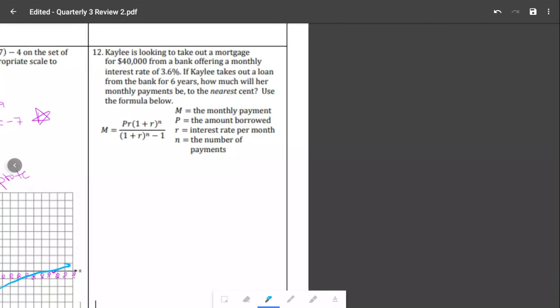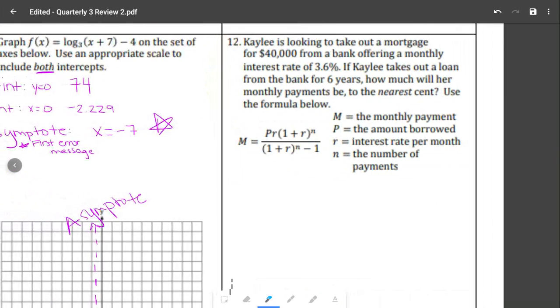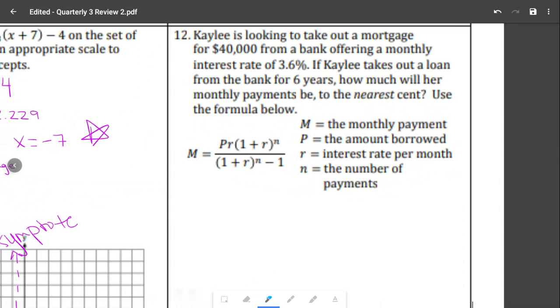Last question, question 12, crazy formulas. These, remember, will always be given to you. So this here says Kaylee is looking to take out a mortgage for $40,000 from a bank offering a monthly interest rate of 3.6%. If Kaylee takes out a loan from the bank for 6 years, how much will her monthly payments be to the nearest cent? Use the formula below. So M is the monthly payment. That is what we are looking for.